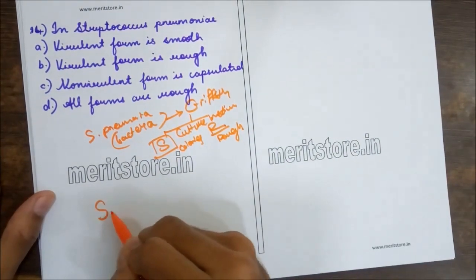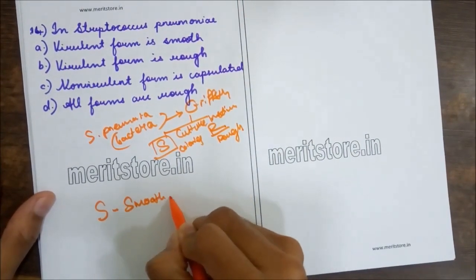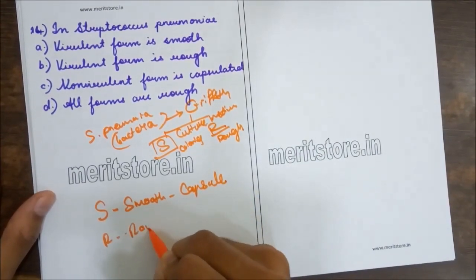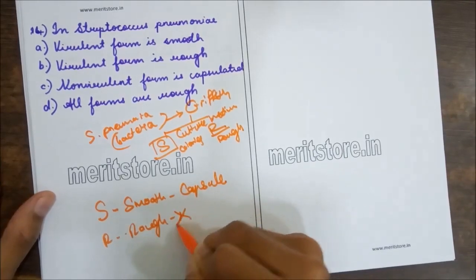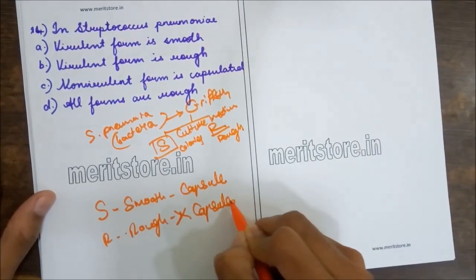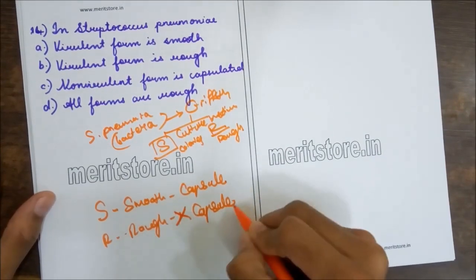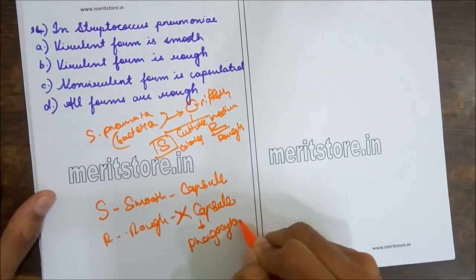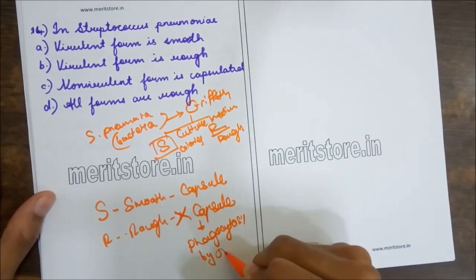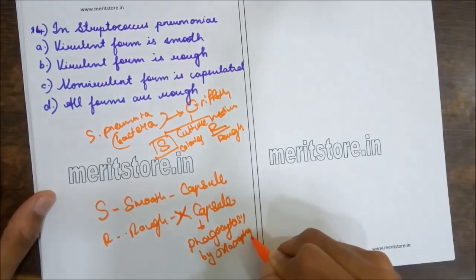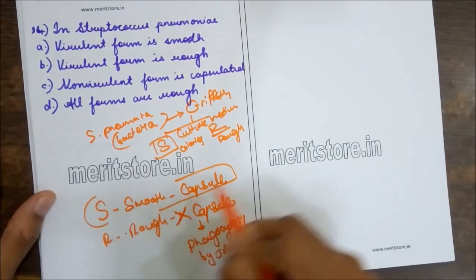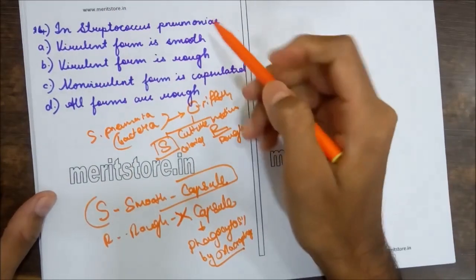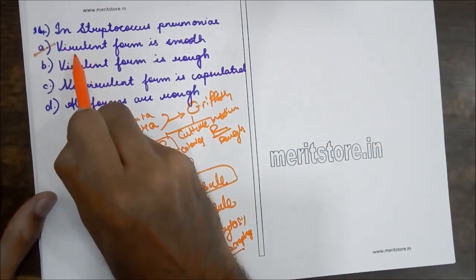Smooth ones have capsules, which is their outermost covering. Rough ones do not have a capsule, so they do not offer protection against phagocytosis by macrophages. That is why the smooth ones, which have a capsule, offer protection against phagocytosis by macrophages. That is why virulent form is smooth is the correct answer.